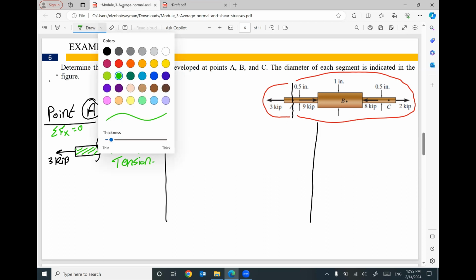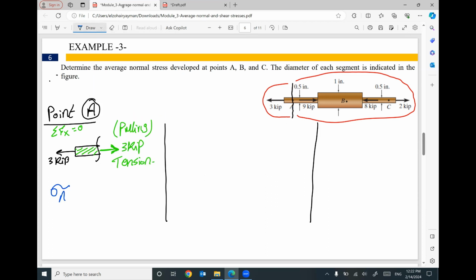That means the applied stress sigma at point A equals the applied force 3 kip. I can multiply it by 1000 to be in pounds, or you can keep it in kip. That's fine. It's up to you. If you keep it in kip, it will be KSI. If you convert it to pounds, it will be PSI. And the cross-section area for this part at point A is a circle with a diameter of 0.5. So I have pi divided by 4 times this diameter 0.5 squared.